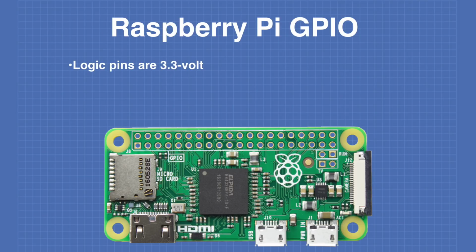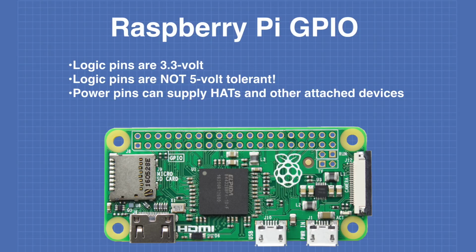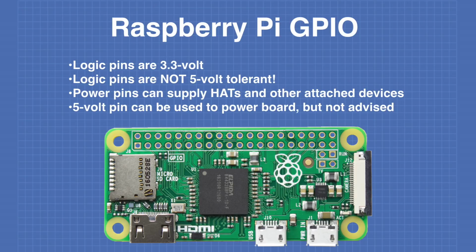Note that the logic pins on the Raspberry Pi are 3.3 volt and not 5 volt. These pins are not 5 volt tolerant, and applying 5 volts to them could destroy your Raspberry Pi. The power pins can supply the hats and other attached devices as long as they don't consume a lot of current. The 5 volt pin can also be used to power the Raspberry Pi, but this is not advised, as an internal fusible link will be bypassed if you power the board this way.